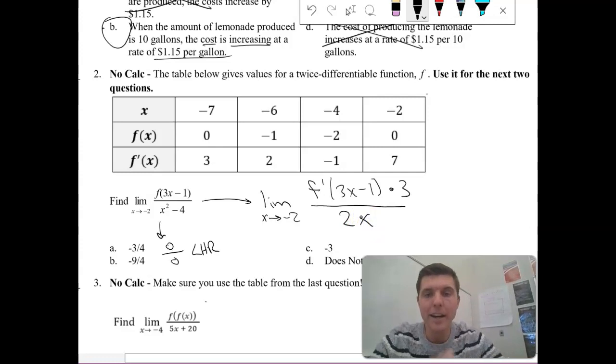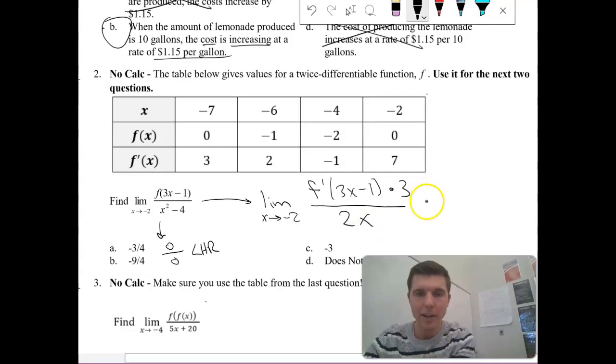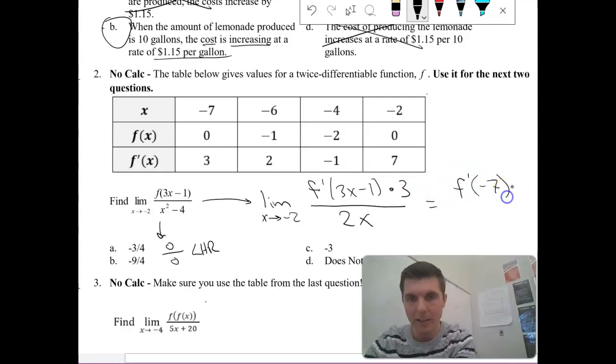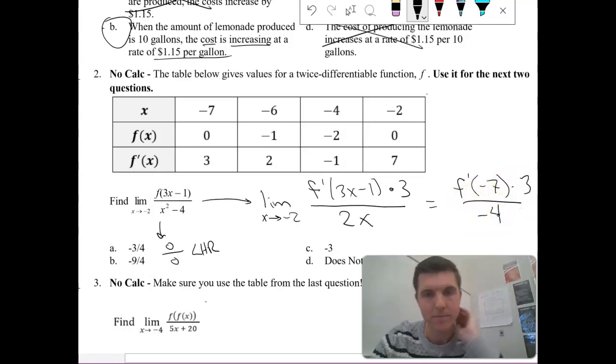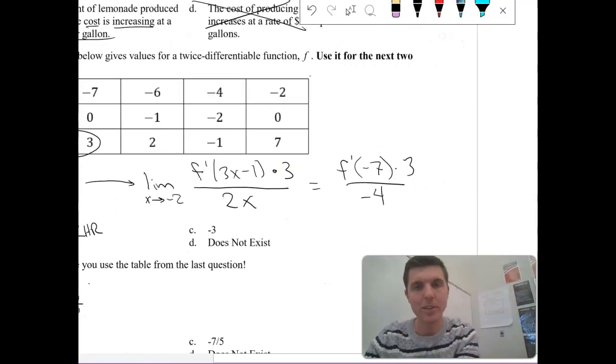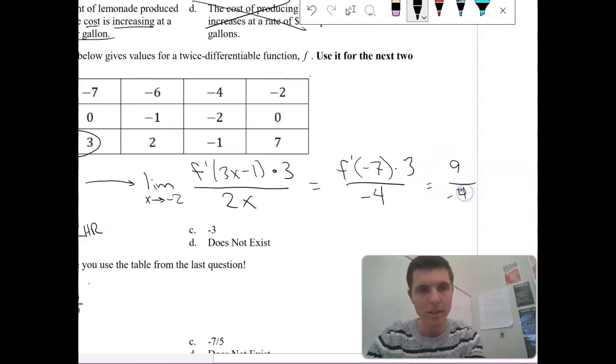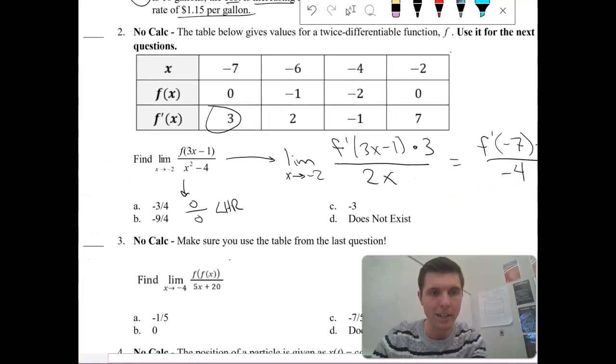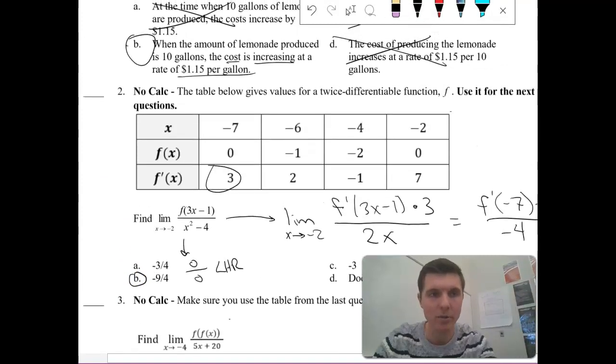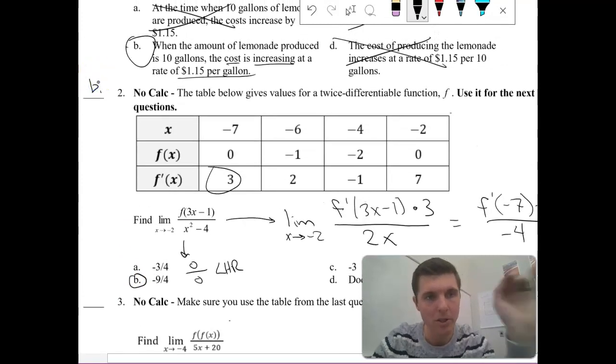Now we plug in -2 again, and we get f prime of, same thing, -7 times 3, all over -4. And luckily f prime of -3 is right here on my table. So 3 times 3 over -4, that's 9 over -4. Looking at my options here, it's B. Again, A was the most common incorrect answer because we forgot to do the chain rule. So B for number 2, nice work.